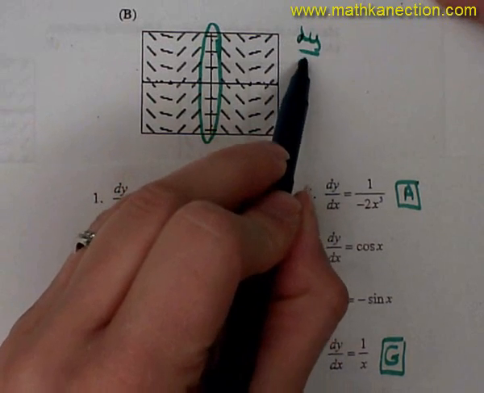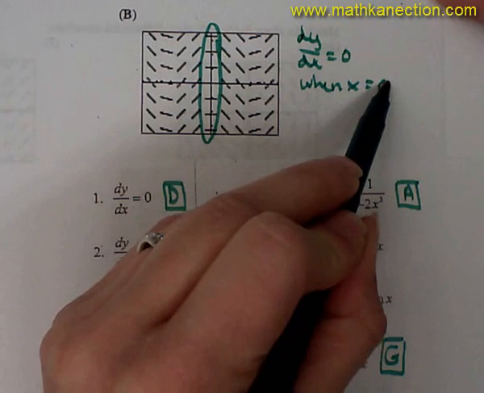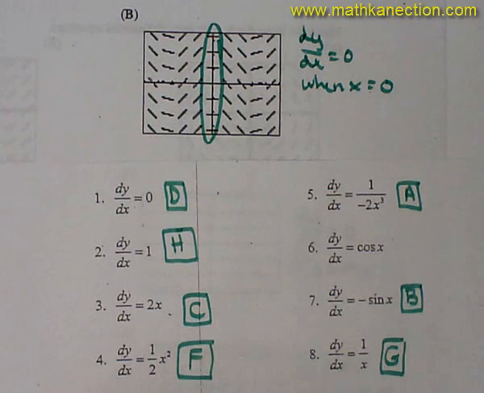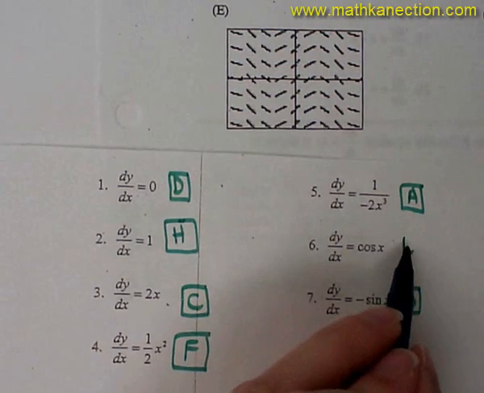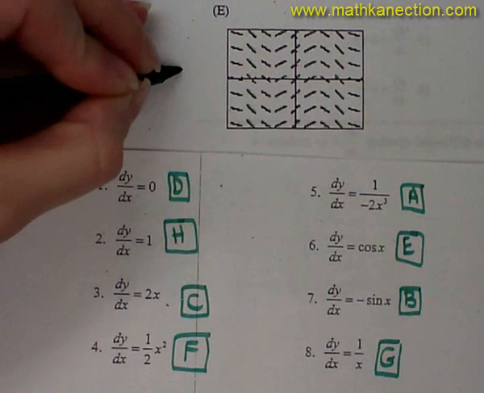For letter B, looking at the y-axis again, dy dx is equal to 0 when x is equal to 0. And that happens with negative sign of x. So that number 7 is letter B. And so then that leaves number 6 to be letter E by the process of elimination.